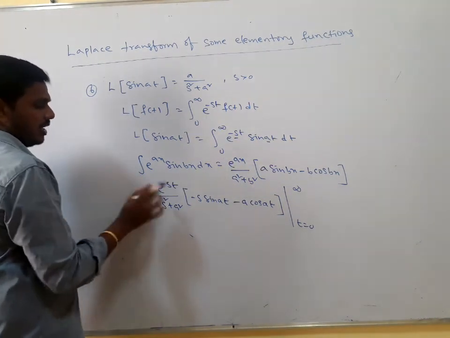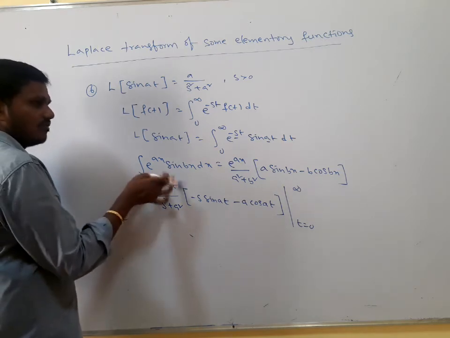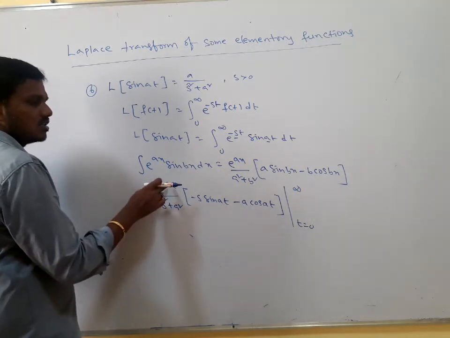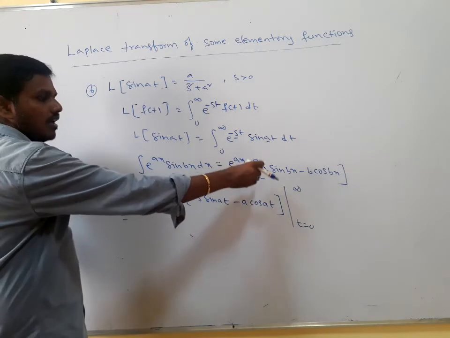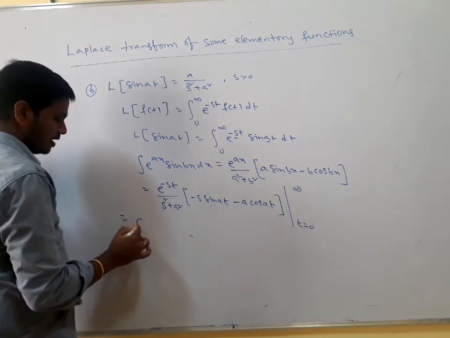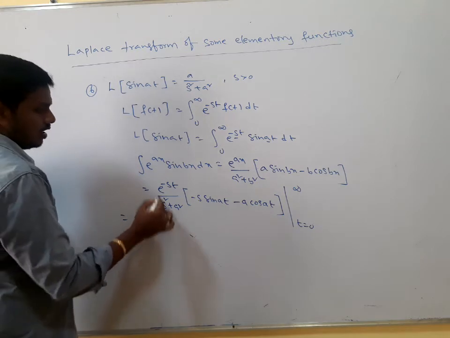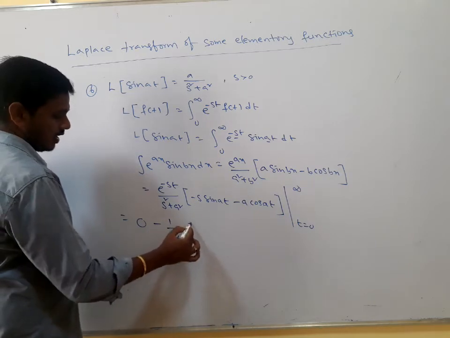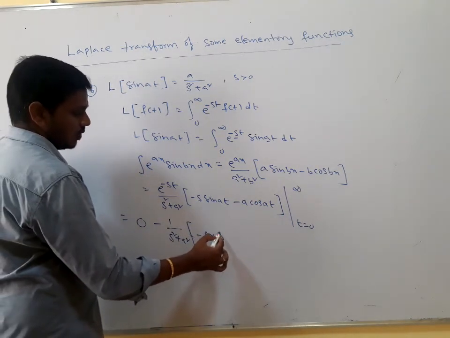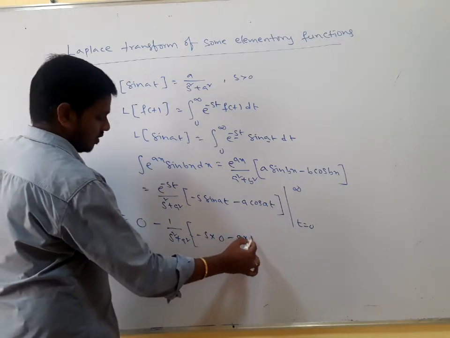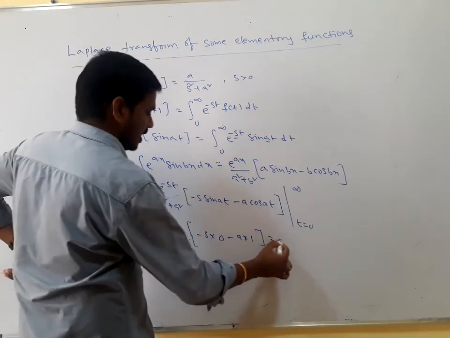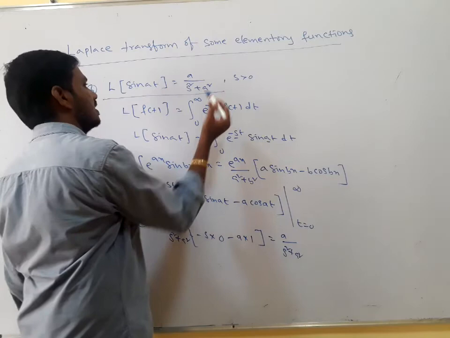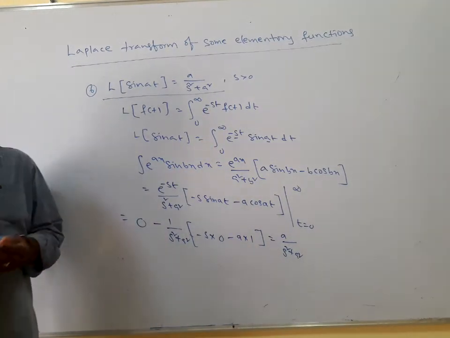Yes. Limit as n tending to infinity of e to the power of minus sn divided by s square plus n square. As n tends to infinity, e to the power of minus infinity tends to 0. 0 into anything is 0. When we write the upper limit, the term is completely 0. Next, minus e to the power of 0 divided by s square plus a square; e to the power of 0 is 1, divided by s square plus a square. Yes, minus s into sin 0 is 0, minus a into cos 0 is 1. So it is 0, minus into minus plus a divided by s square plus a square. Therefore, Laplace transform of sin at is equal to a divided by s square plus a square.